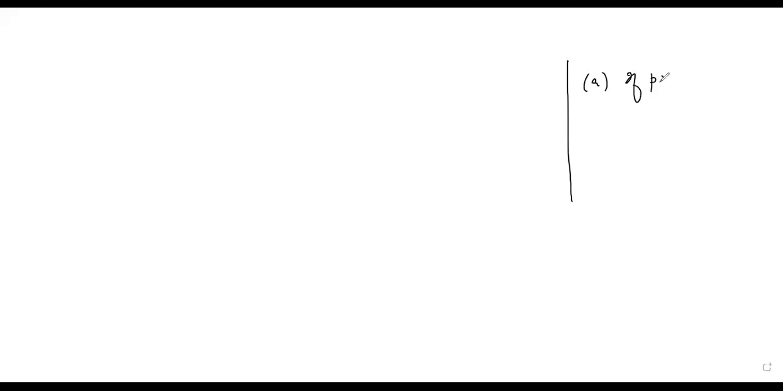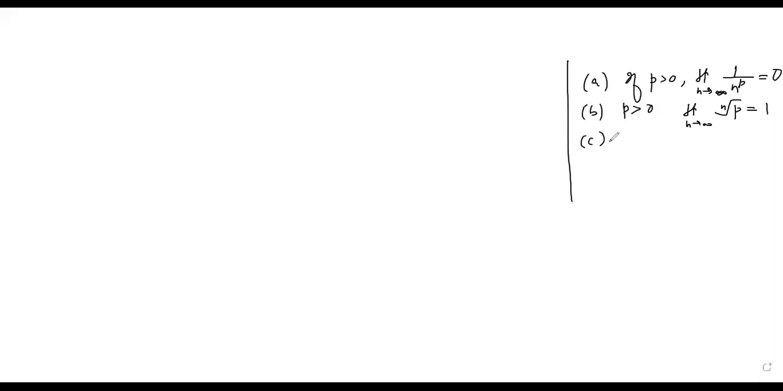positive, then limit n approaches infinity, it was rather easy, 1 by n raised to power P is 0. And similarly, if P is positive, then the limit as n approaches infinity of the nth root of P is equal to 1. And this was the B part.